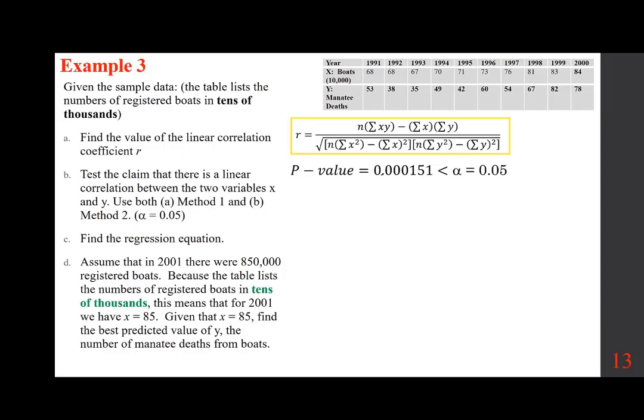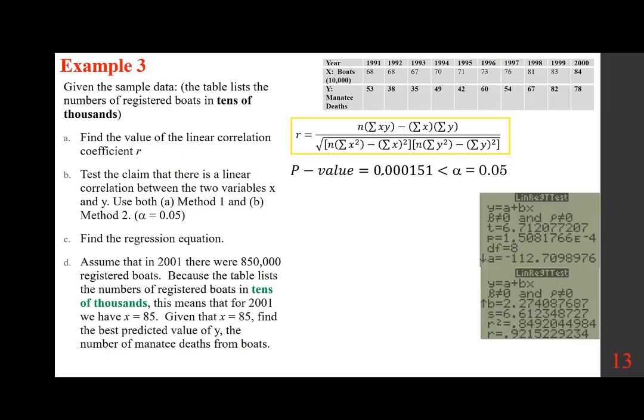The number of manatee deaths from votes. We have to go through the process of doing the work, but let's do the technology and see how fast we can come up with the answer first. Number one, look at the R at the bottom. Okay, so that's the R. Okay, so we write it. Now, number two, what does this give us?